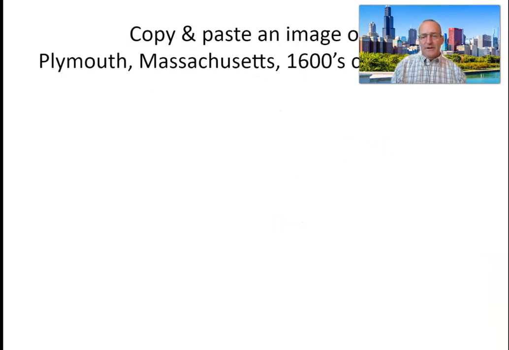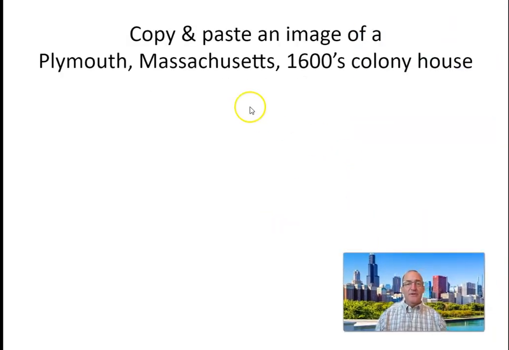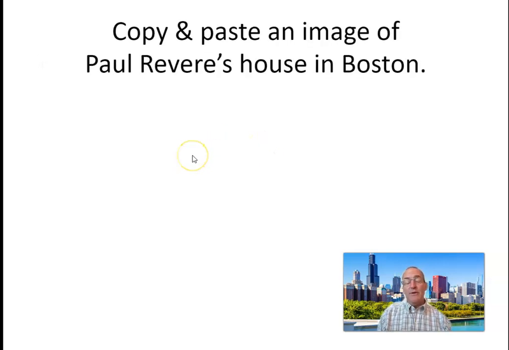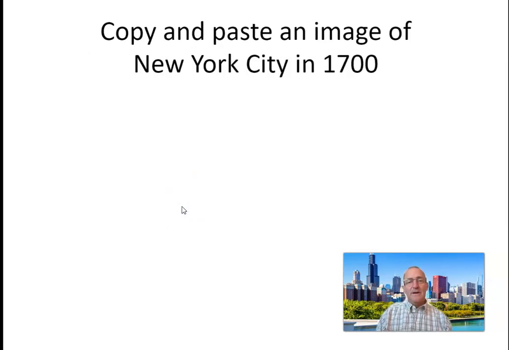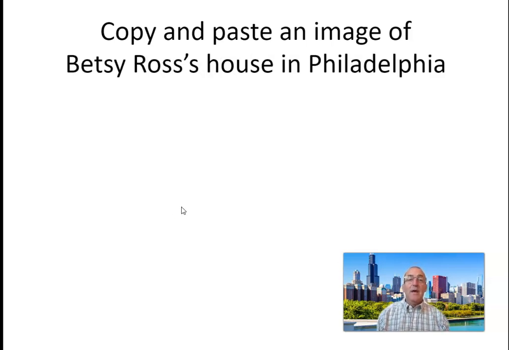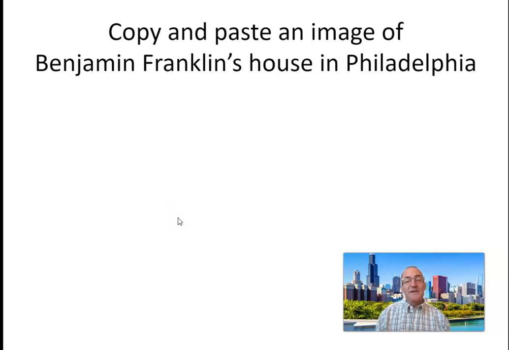So I'd like you to find a number of different types of pictures, some from early America, like a Plymouth, Massachusetts house. Also, could you go ahead and find an image of Paul Revere's house in Boston? Big house, actually. He had a lot of kids, needed a big space to live in. Copy and paste an image from a New York City house in 1700. Betsy Ross's house in Philadelphia, and Benjamin Franklin's house in Philadelphia.